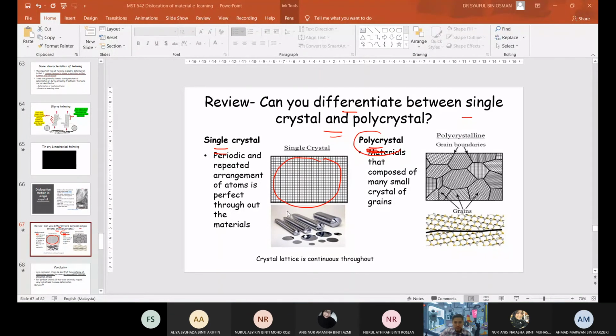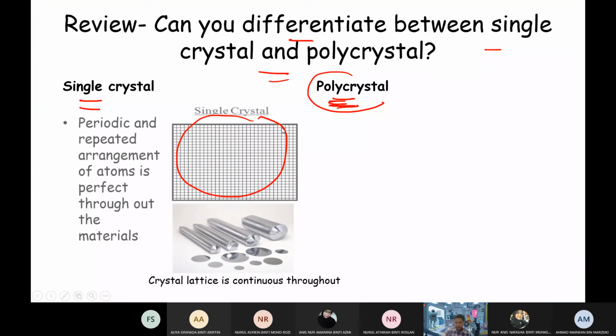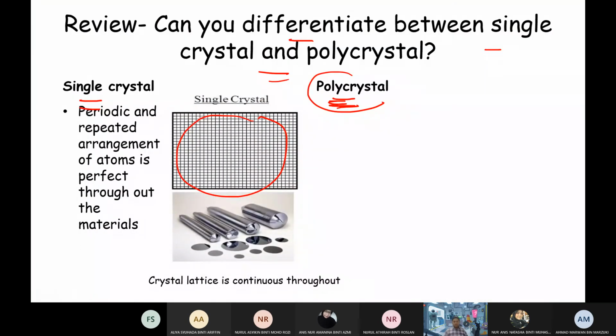Fifi mungkin boleh jawab. Fifi Alfiani. How do we differentiate between single crystal and polycrystalline. Ataupun Marwan ke? Ada tak nak cuba?